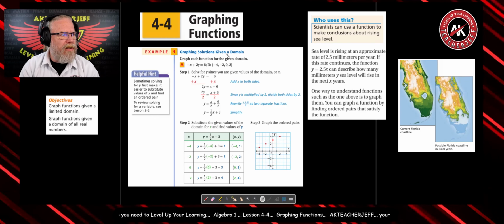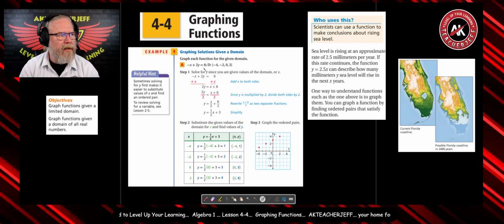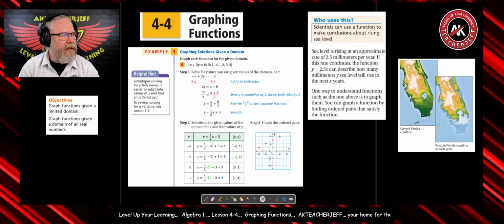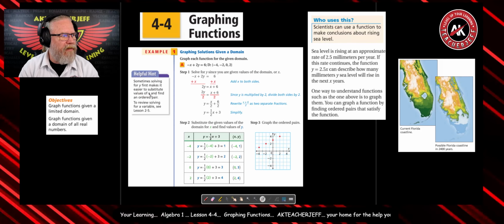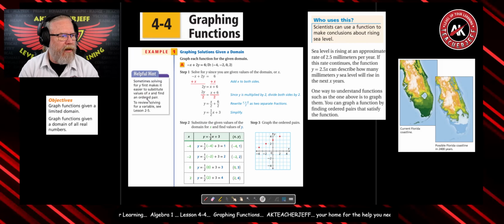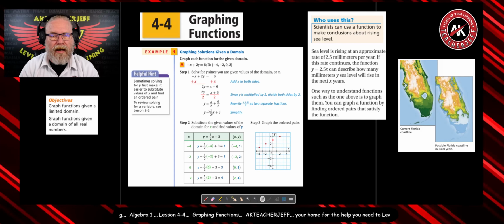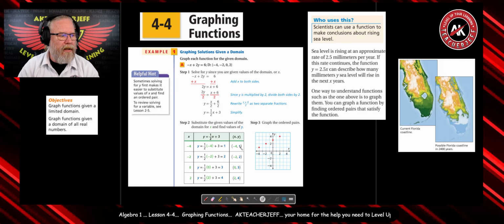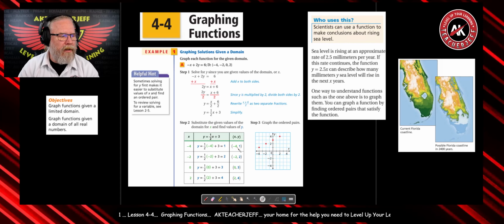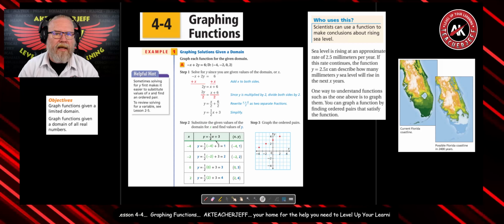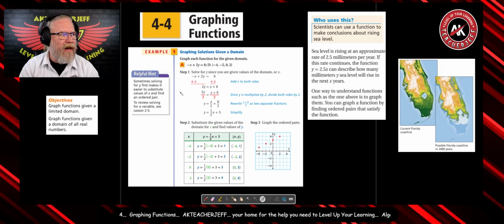So, graph solutions given a domain. Remember, domain is all of our x values. It's the inputs. And a helpful hint is sometimes solving for y first makes it easier to substitute values of x and find ordered pairs. Remember, an ordered pair is an x value and a y value separated by a comma and contained inside of parentheses. We can see some of those down here in our table. X value, y value, separated by a comma and contained inside of parentheses. To review solving for a variable, see lesson 2-5.